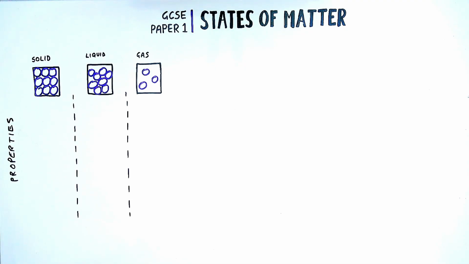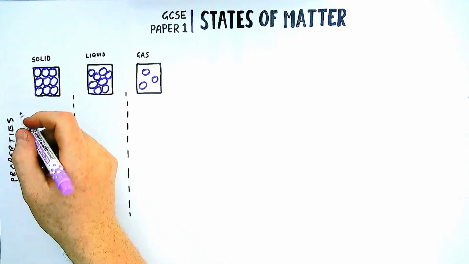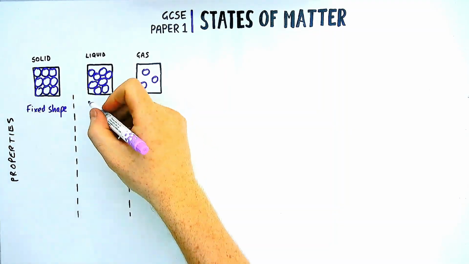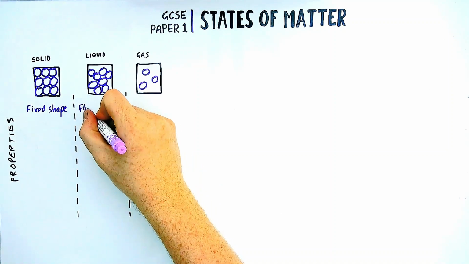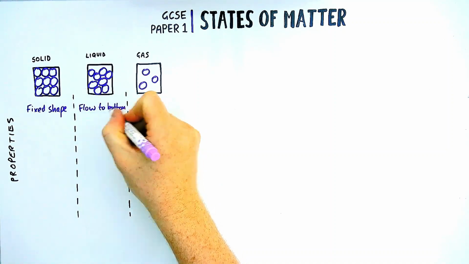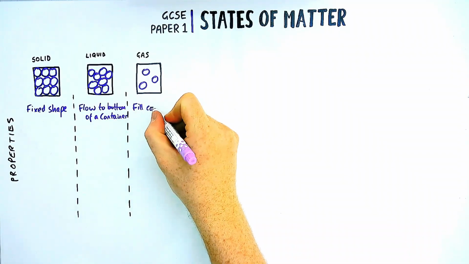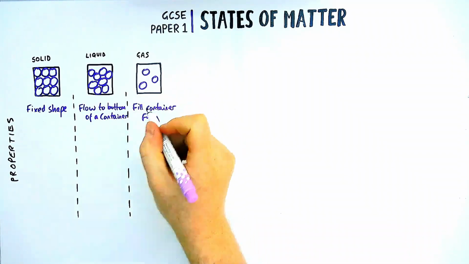Now we're going to look first at the properties of solids, liquids and gases, then how do we go about explaining them in a 6-mark answer, for example. So comparing like properties, the shape of each material is slightly different. In a solid, we've got a fixed shape, it doesn't change shape. A liquid can flow to the bottom of a container, and a gas can fill an entire container.